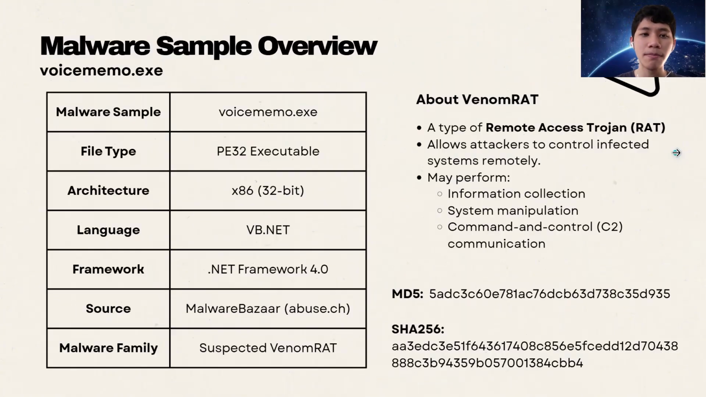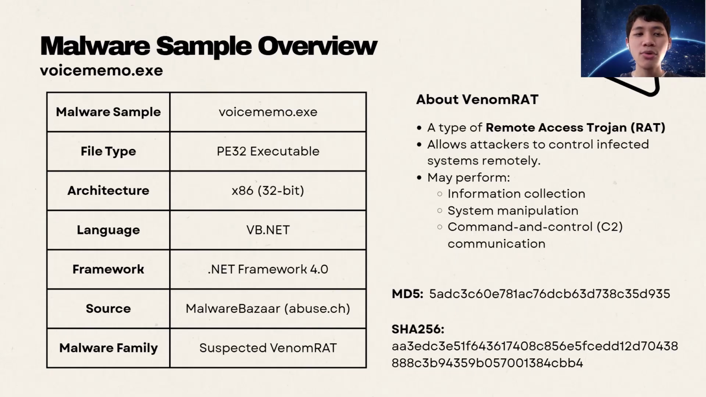Our selected malware sample is voicememo.exe, which is a Windows PE32 executable that uses the x86 32-bit architecture. It was developed using the VB.NET programming language and required the Microsoft .NET Framework 4.0 to execute. This malware sample was obtained from Malware Bazaar, which is an approved malware research repository. Based on our initial analysis using Detect It Easy, the malware was identified as a suspected variant of Venom Rat.